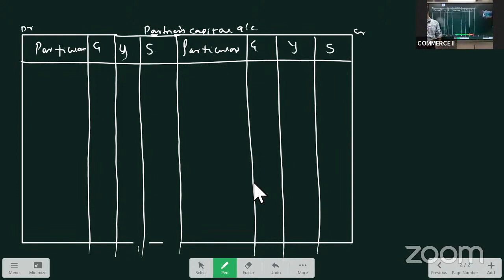So let us see here, what are the capitals? The capitals of Ganga, Yamuna and Saraswati are 80, 60 and 50. These are the capital balances of all the partners, by balance brought down. Okay. Then goodwill.